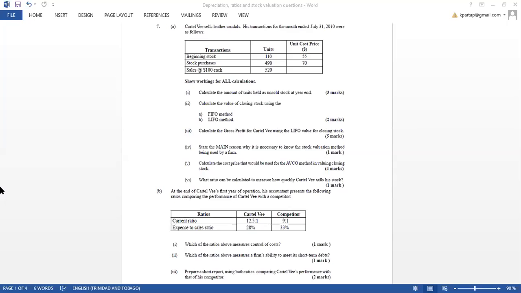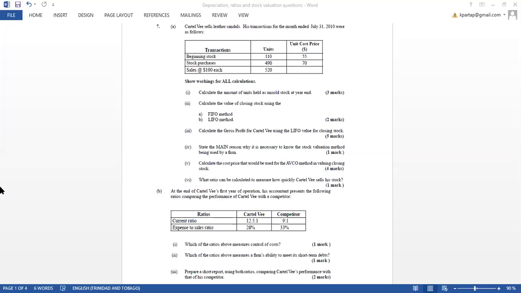Then you continue doing your trading account where you're finding your cost of goods sold. And that is opening stock, add purchases, less closing stock. Remember, you will have found your closing stock before. The figure that you find for your cost of goods sold, you're going to minus that from your sales, and that will give you your gross profit. Again, it is literally about 6 lines worth of working for that part of the question.